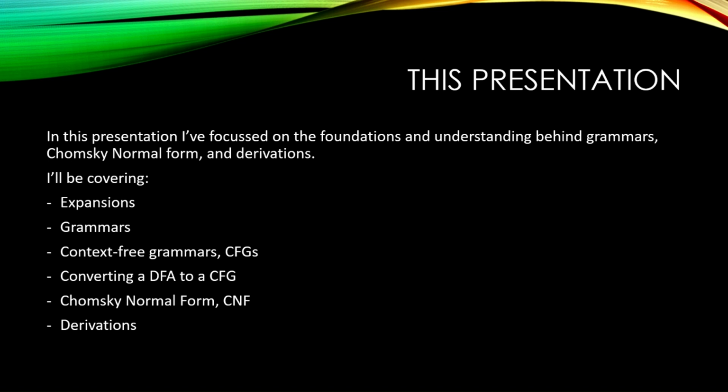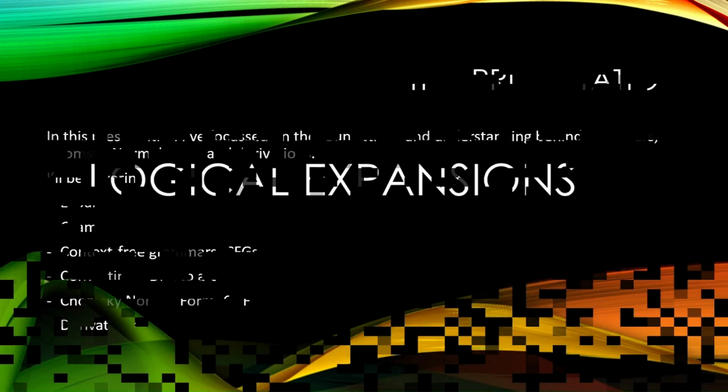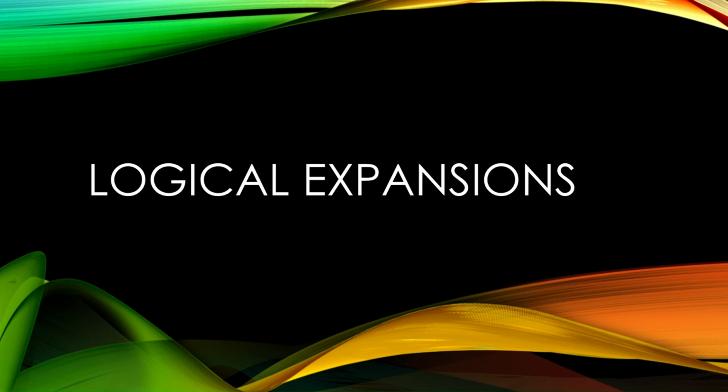Then after that, we're doing grammars. And then context-free grammar. So how does it become context-free? What does that actually mean? Converting a DFA to a CFG, and after that, Chomsky normal form, and then derivations of grammars. So let's begin with expansions. Let's go.